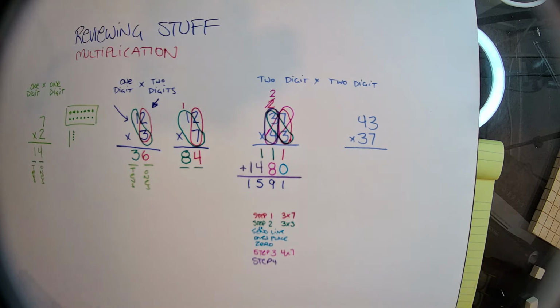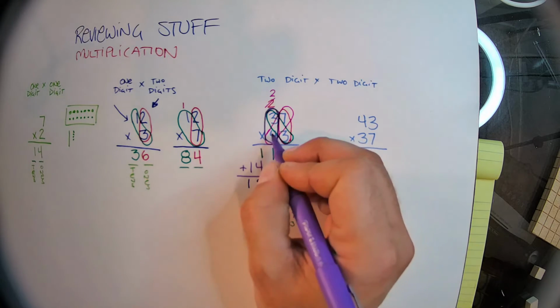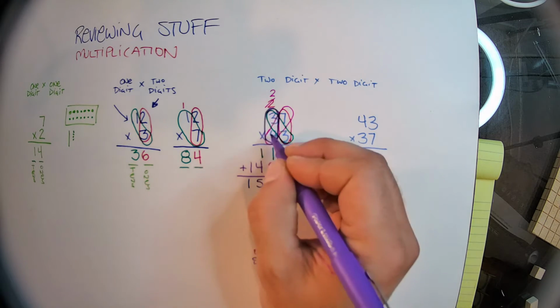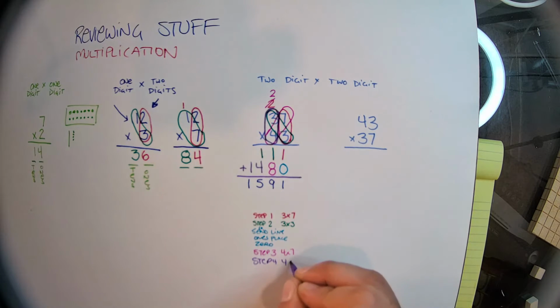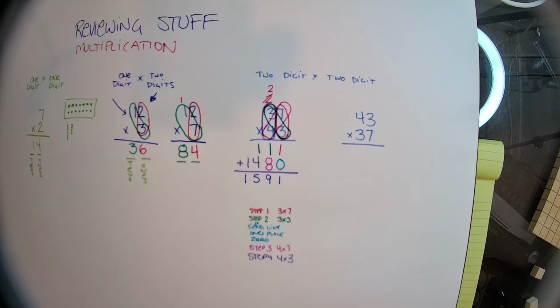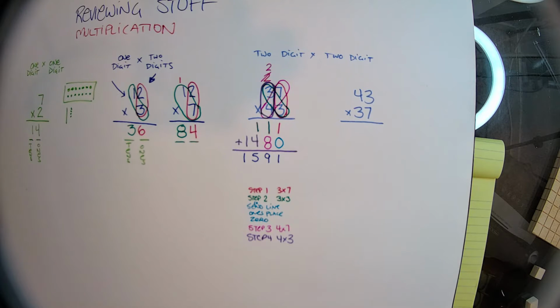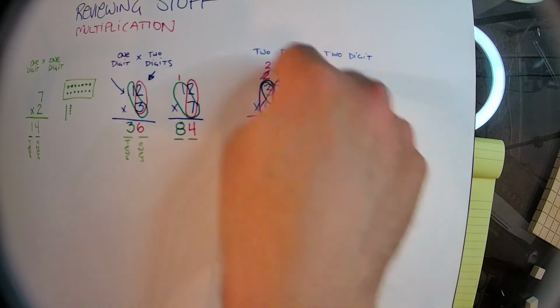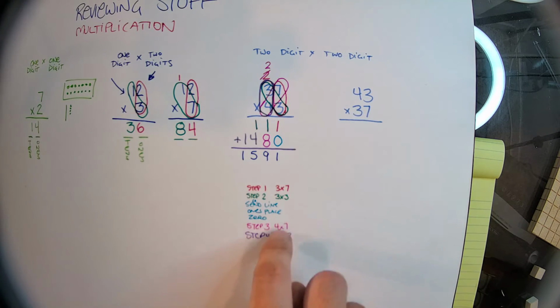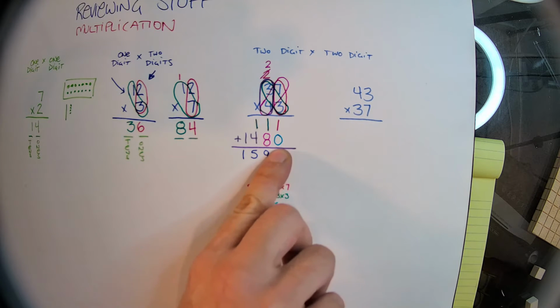And then finally, step 4, we did the tens on the bottom times the tens on the top, so 4 times 3. So as you can see, as we went through this, basically all we had to do was 1, 2, 3, 4 math facts to get our answer. Using the algorithm, all you have to do is 1, 2, 3, 4 math facts to get your answer. Don't forget about your second line, ones place, 0.